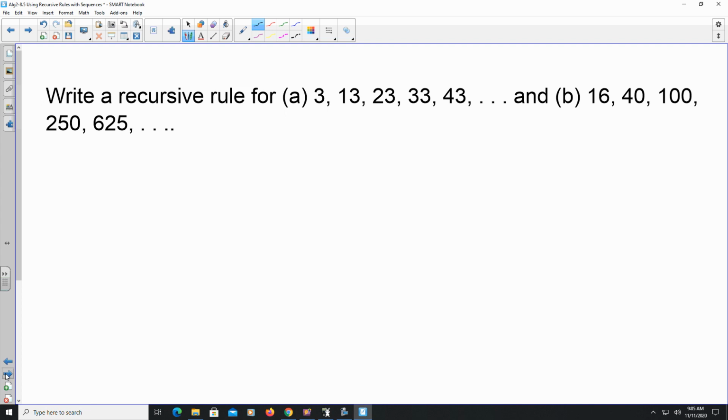Here they're asking us to write a recursive rule. Since they want us to write a recursive rule, the first thing we have to do is determine if the sequence has a common difference or a common ratio. So first I'm going to subtract these two. If I subtract these two, I get 10. If I subtract these two, I also get 10. And if I subtract these two, I get 10. So I'm led to believe that this is an arithmetic sequence and the common difference is 10.